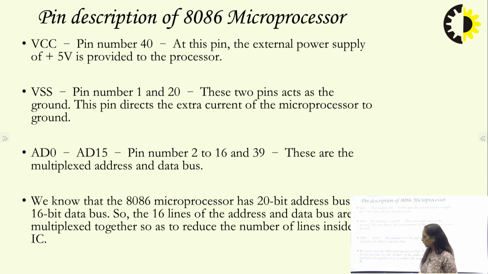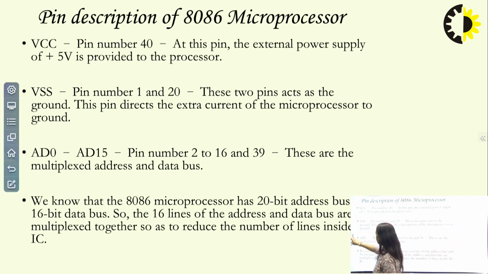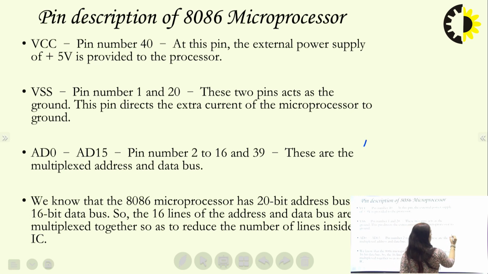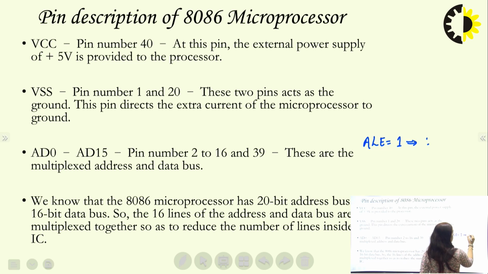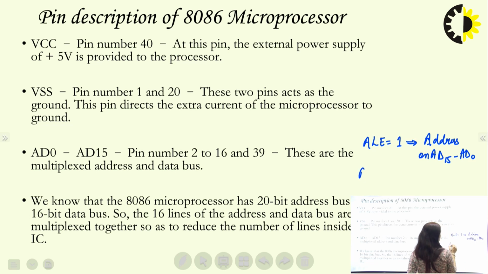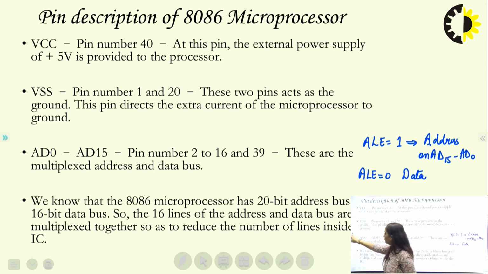So these pins will be extracted with the help of ALE signal. When the value of ALE signal is 1, we will have address on AD0 to AD15, and when the value of ALE signal is 0, we have data on these lines, right? So these can be extracted with the help of ALE signal.